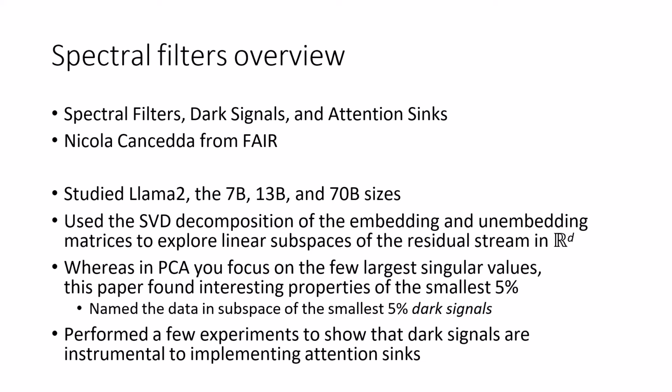But what they looked at, instead of the biggest singular values, was the smallest ones. The reason we look at the biggest ones when we do visualizations is we say, let's look at the most important directions in our data. But they're saying, hey, maybe the model's main job is to predict the next token. If I want to store some information that I don't want to muddy up my prediction, maybe I should store it in the directions that are the least important for predicting the outcome.